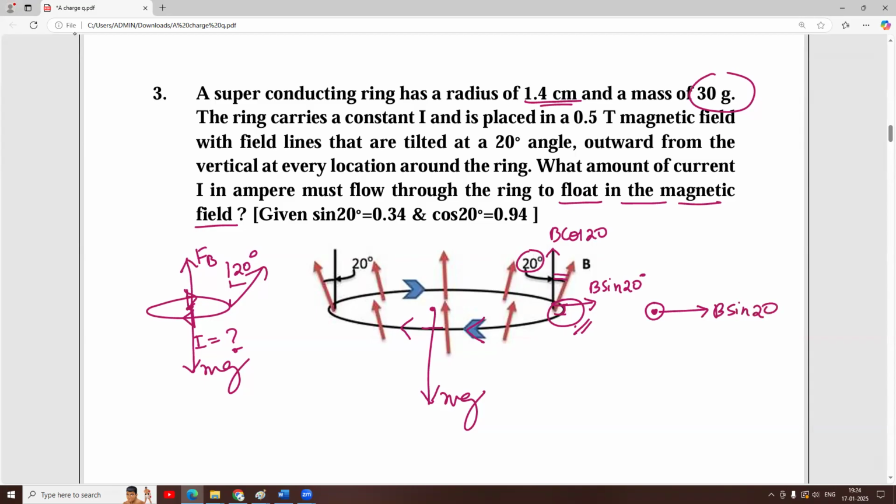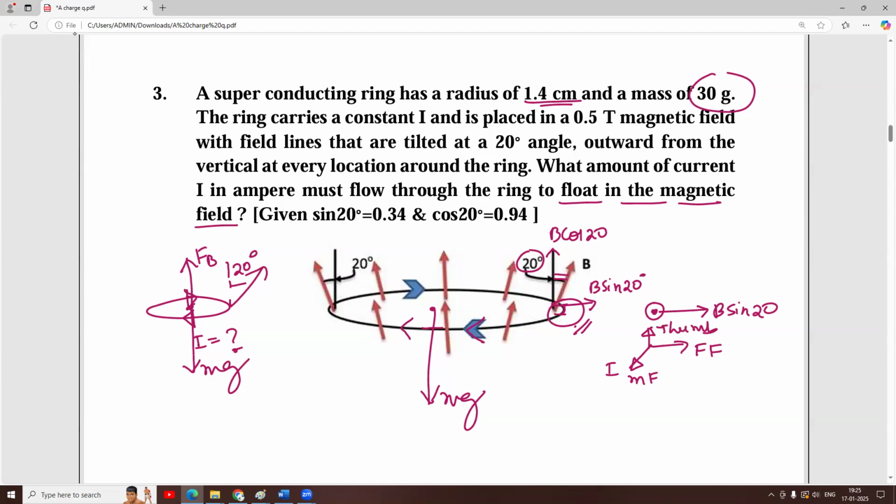So if you stretch the first three fingers of the left hand, then the middle finger should be coming out of the board because it represents the current direction. So current is represented by the middle finger. So put the middle finger out of the board and the forefinger should be in this direction. The left hand forefinger should be pointing like this, towards the right. And the middle finger should be coming out of the screen. Then the thumb represents the upward force. This is the direction of the thumb. So you can check it.